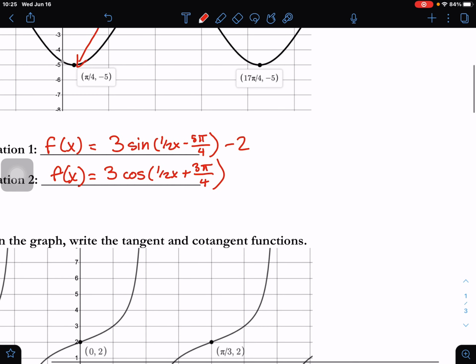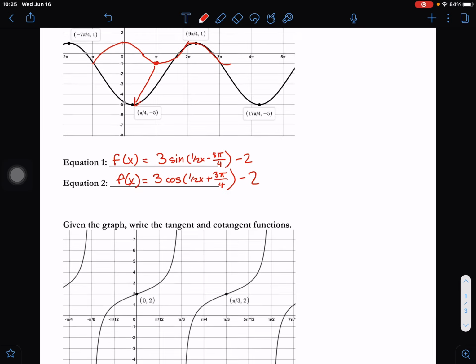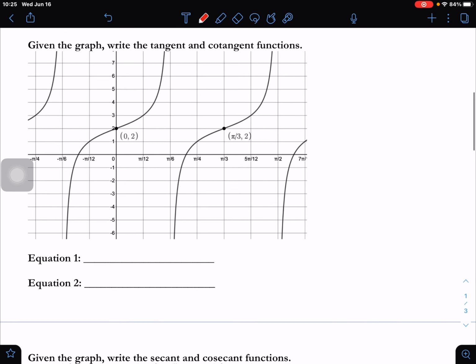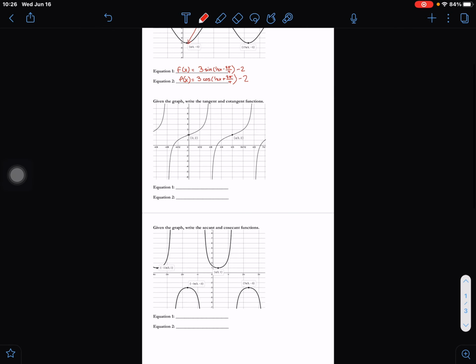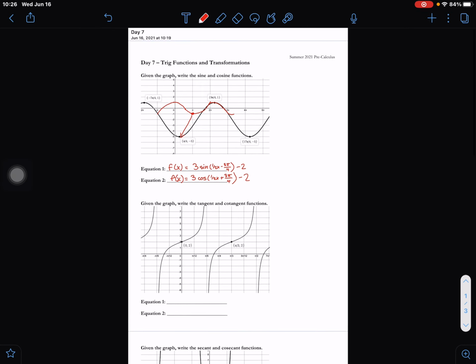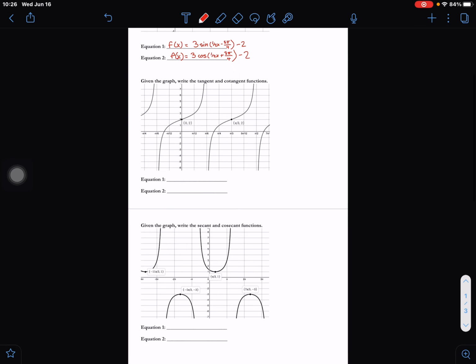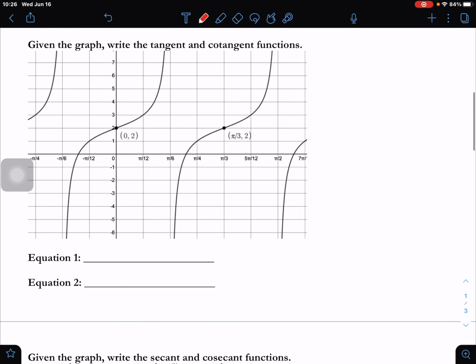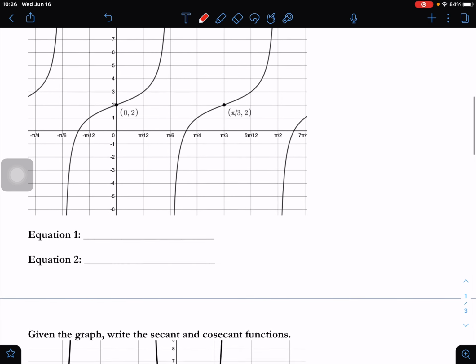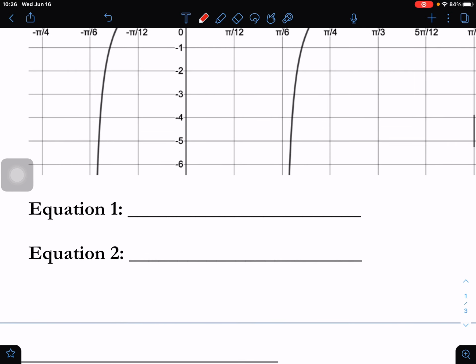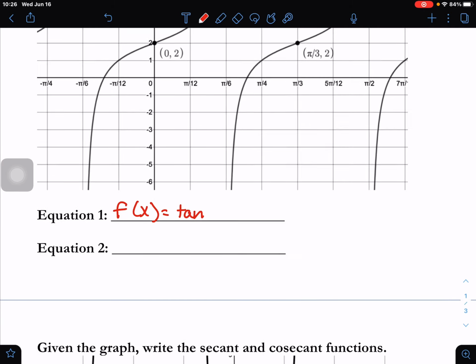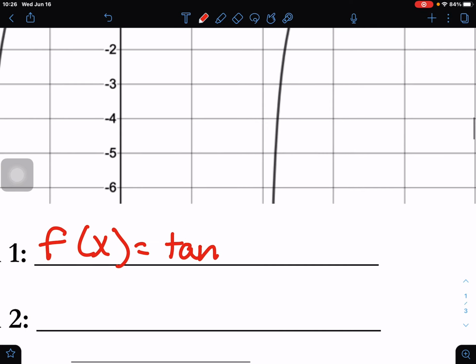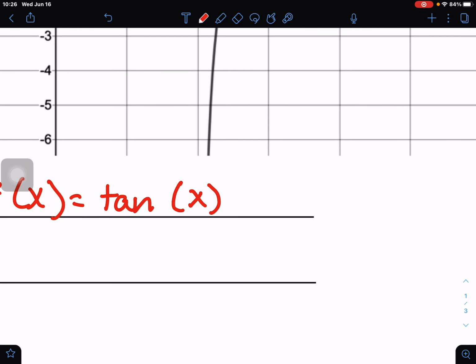Yeah, I think it's still been shifted down 2. So those are our two equations. And for this one we have to write the tangent and cotangent functions. Oh, this could be f of x is equal to tan. So first let's just write the parent function, tan of x.